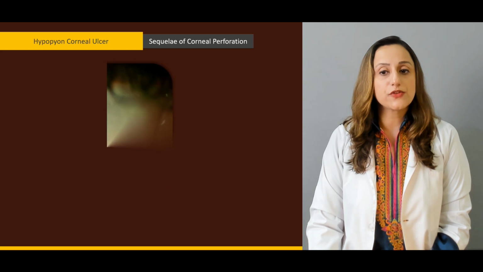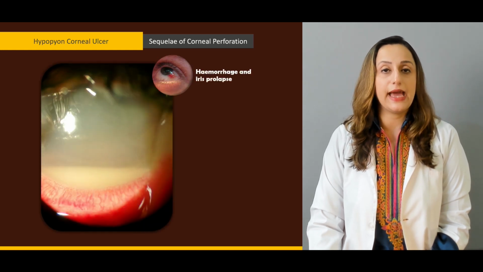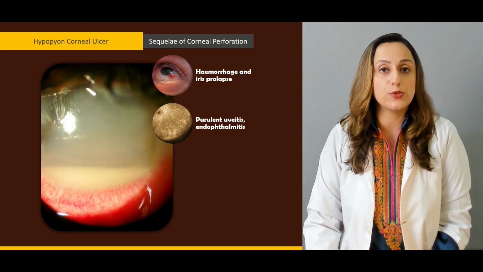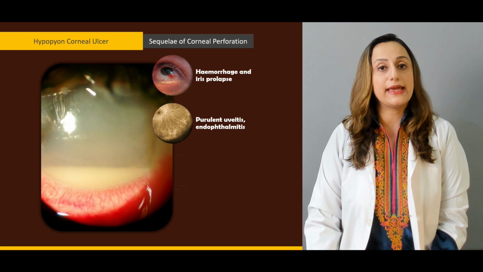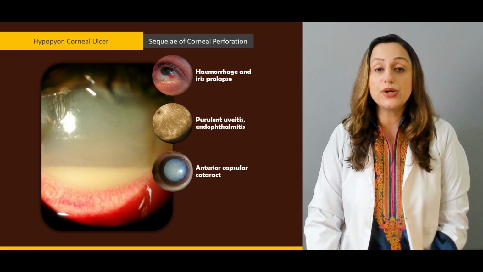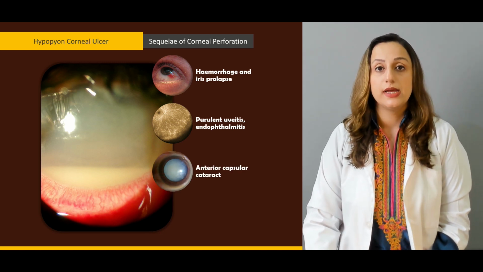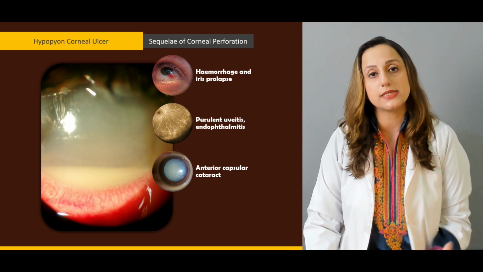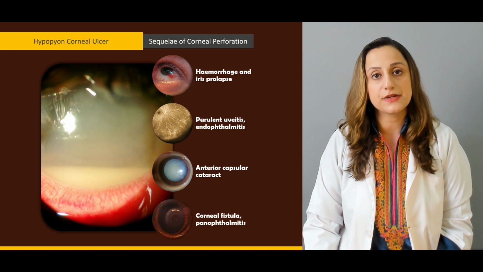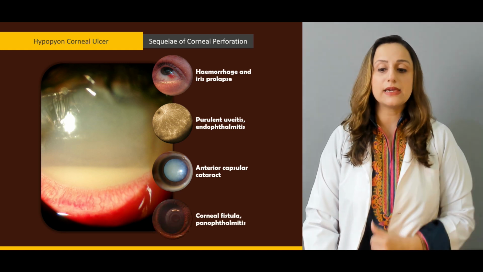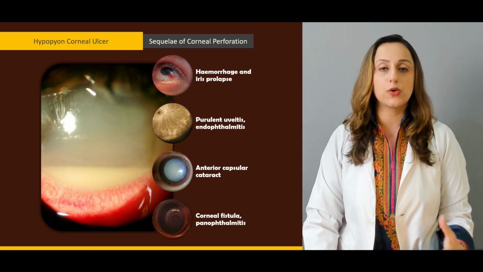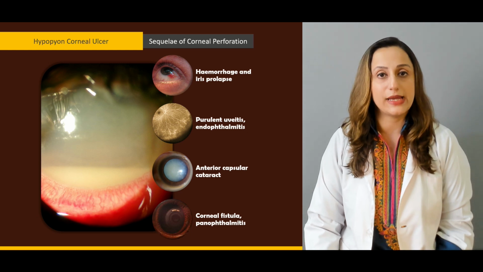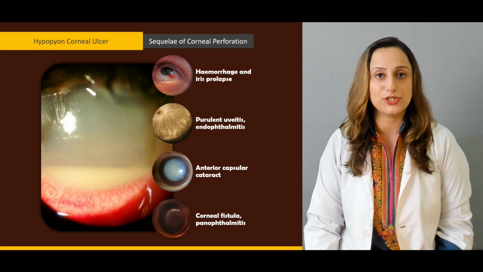The sequelae of the corneal perforations would consist of hemorrhages, and iris prolapse can occur. The patient may present with purulent uveitis or endophthalmitis. There would be an anterior capsular cataract, or you can also observe an opacification of the lens that is associated with this kind of ulcerative keratitis. Finally, there can be a corneal fistula, or an inflammation involving the whole of the eye, which is basically known as panophthalmitis in these patients.